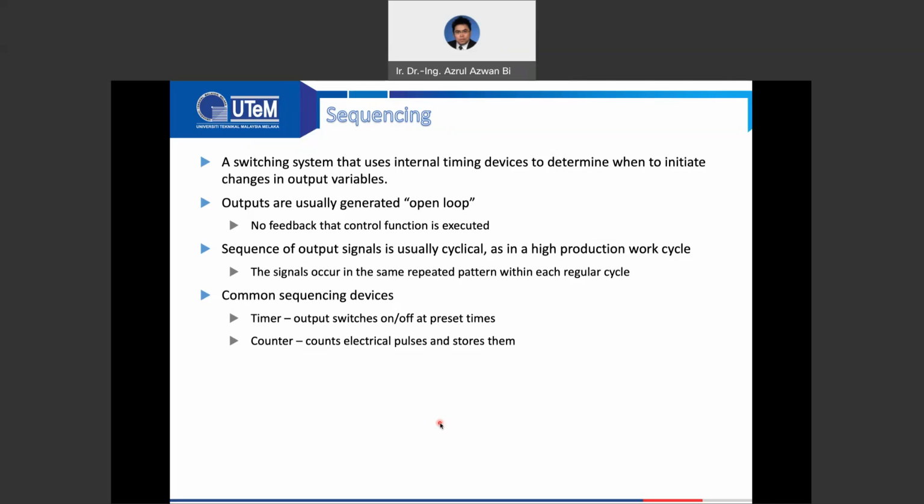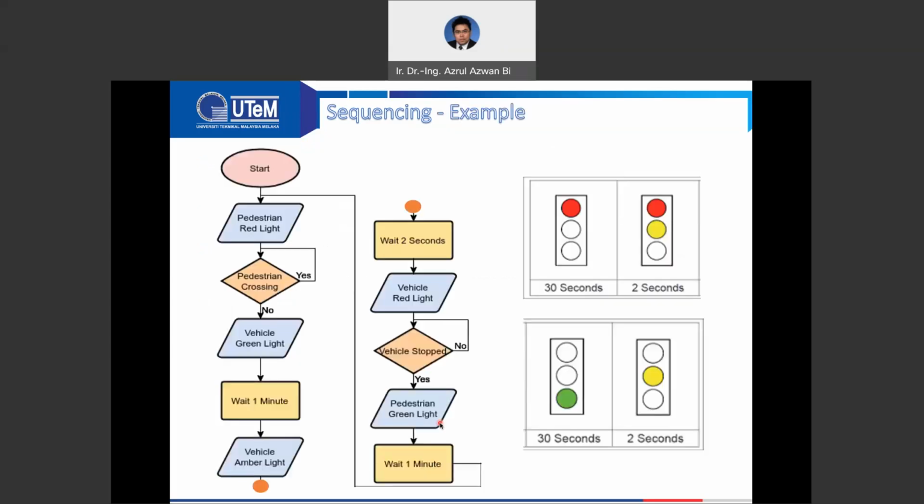Common sequencing devices are a timer and also a counter. A timer is an output switch on and off based on a preset time, while a counter counts electrical pulses and stores that information. This somehow is sequencing. So if we have a sequence process, then it's based on time, for example a traffic light. This process is controlled by using the sequencing procedure.